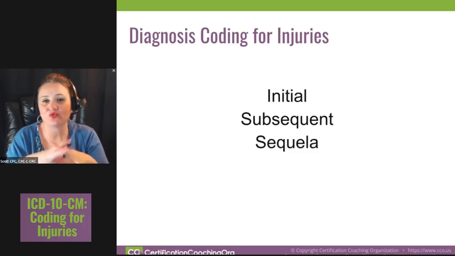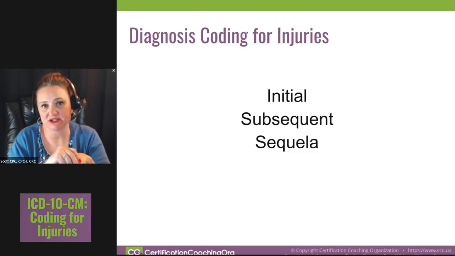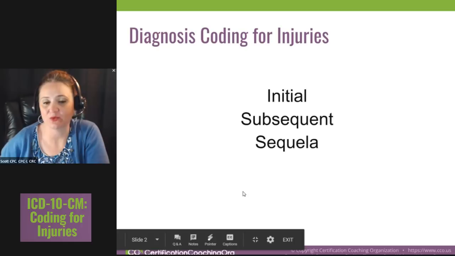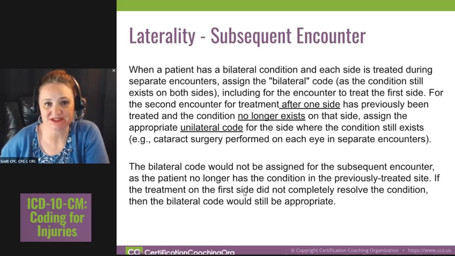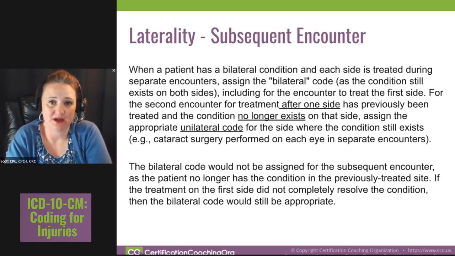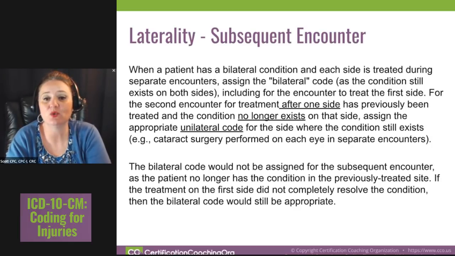I took straight from the guidelines some of the specifics when it comes to coding for injuries, especially subsequent. So we're going to go over that, and hopefully it will alleviate some of your fears or answer some of the questions that you have regarding these three things: initial, subsequent, and sequela when it comes to working with injuries. Like I said, I pulled these from the 2019 guidelines. You can get them off of cms.gov if you want.